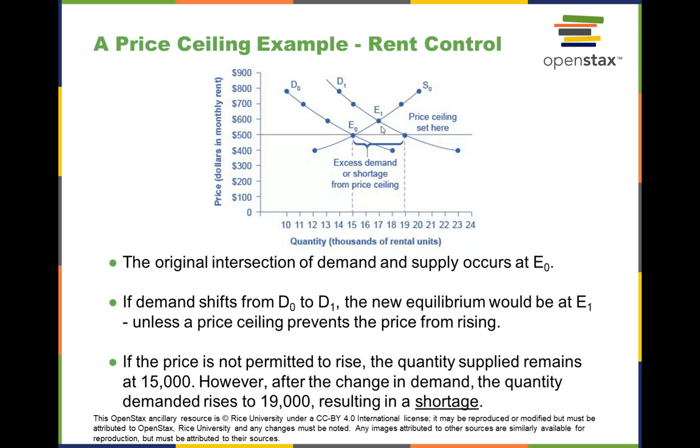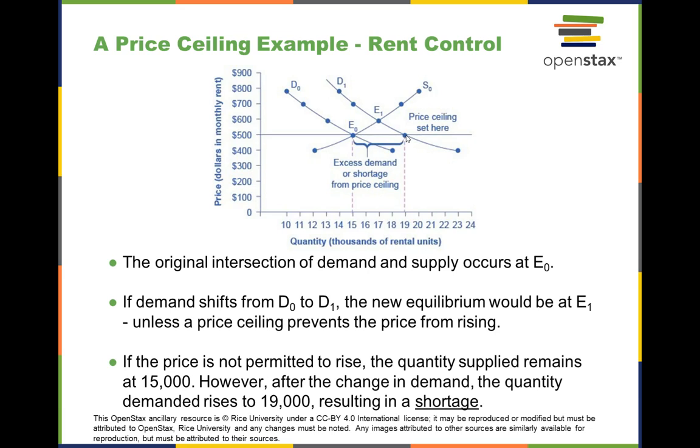If the price is not permitted to rise to that point, though, the demand is shifted outwards, and it should go out to here, but remember, it's not allowed to go higher than this price ceiling. If the price is not permitted to rise, the quantity supplied remains at 15,000. And so it's going to remain back here where the original equilibrium was. However, after the change in demand, the quantity demanded rises to 19,000. So that's way out to here at that price level.